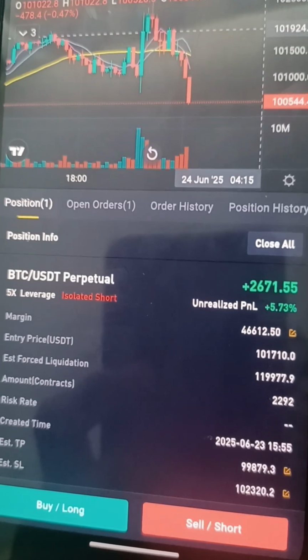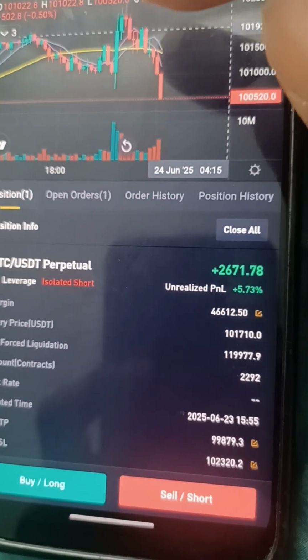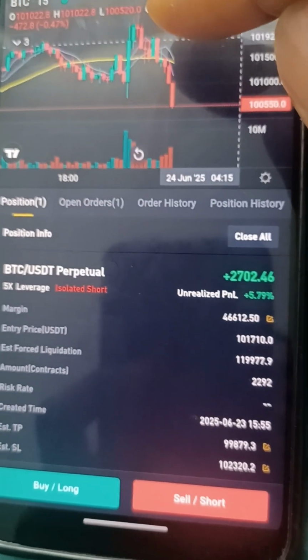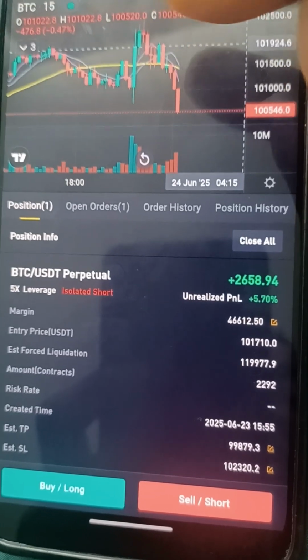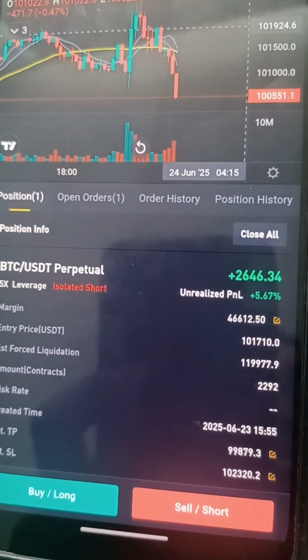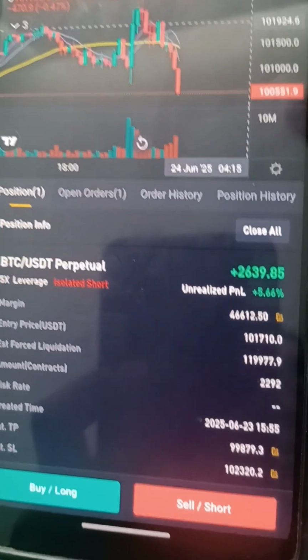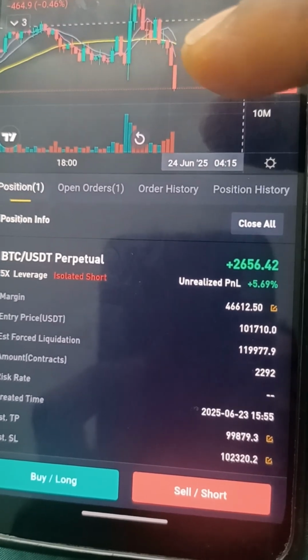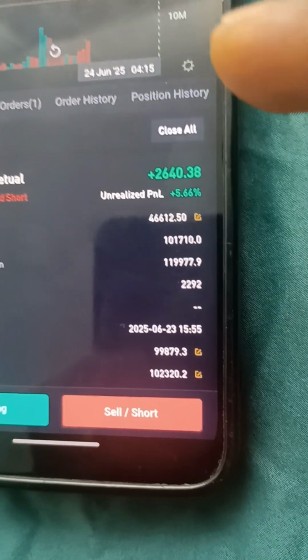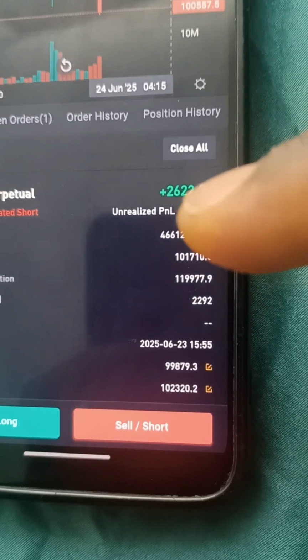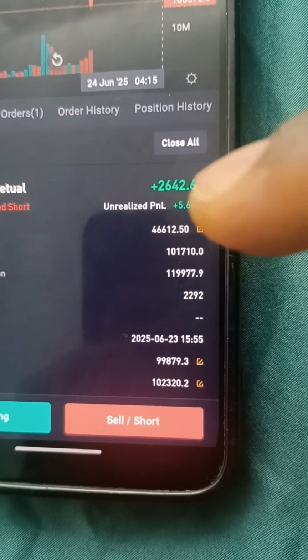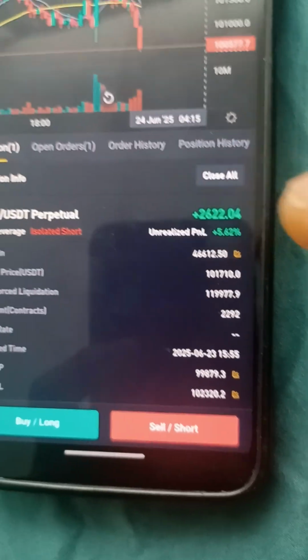Then your stop loss will be above the failed candle as well. So that's how you trade this. If you want to learn more in detail how to trade this failed candle, as you can see, I entered it as well, and I've currently earned over $2,600 here in profit.